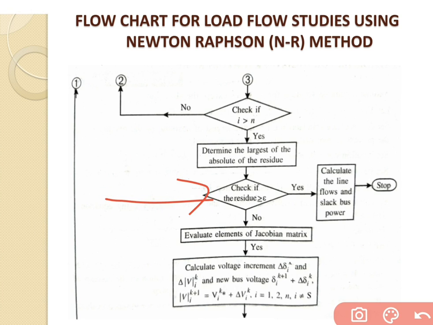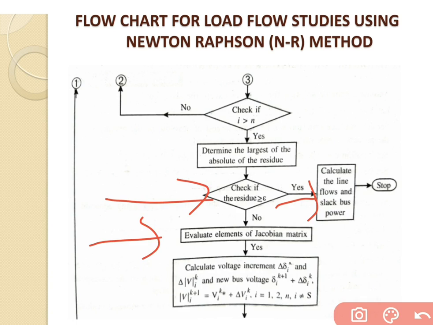If this value is less than epsilon, then it goes to step number 17, and in this way we calculate the line flows and the slack bus power, and finish the process. But if the condition is not satisfied, then it goes to the next step, that is, evaluate the elements of the Jacobian matrix.